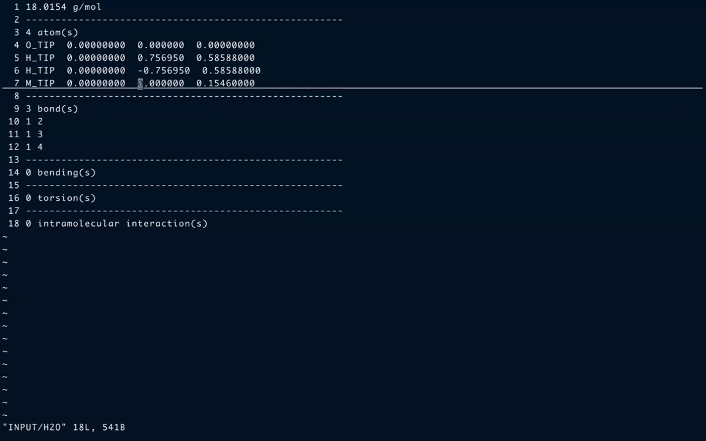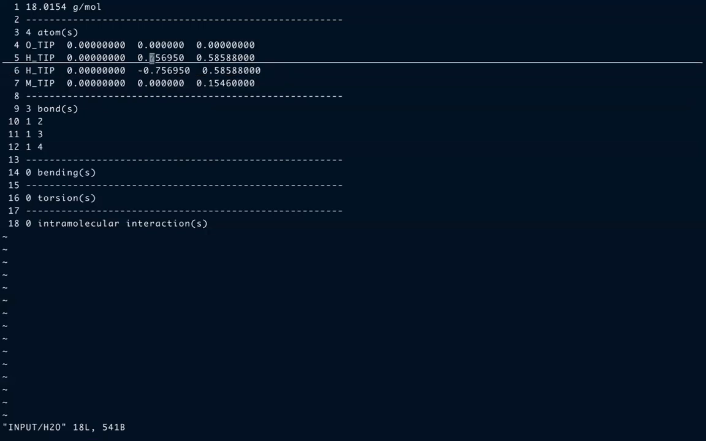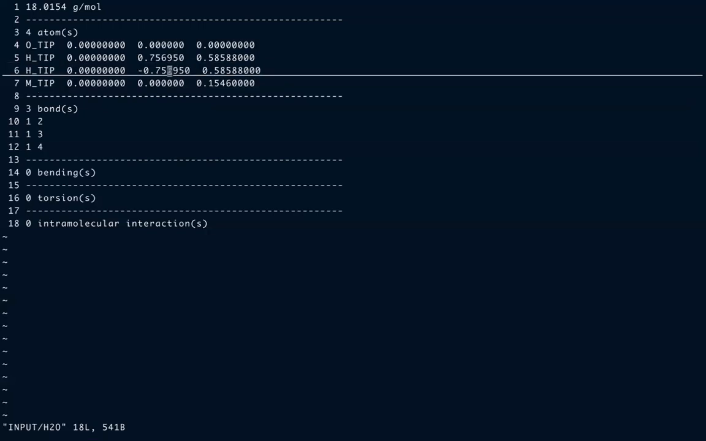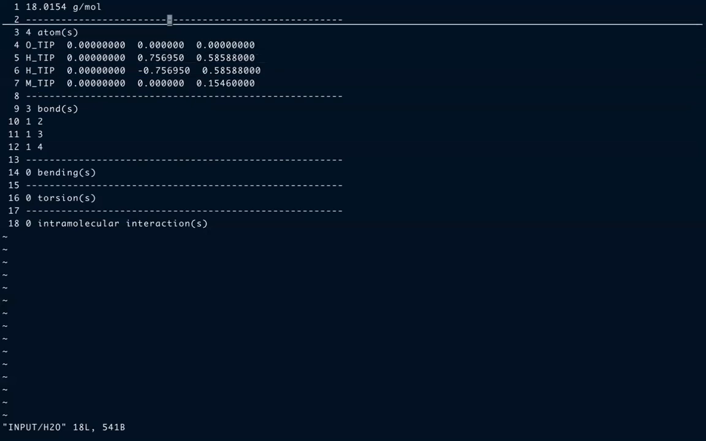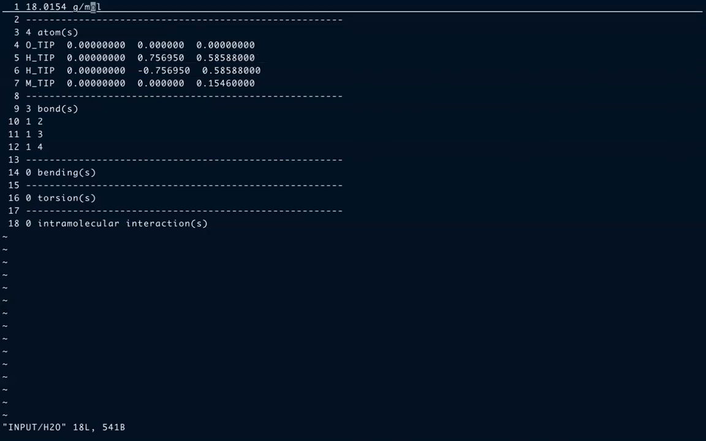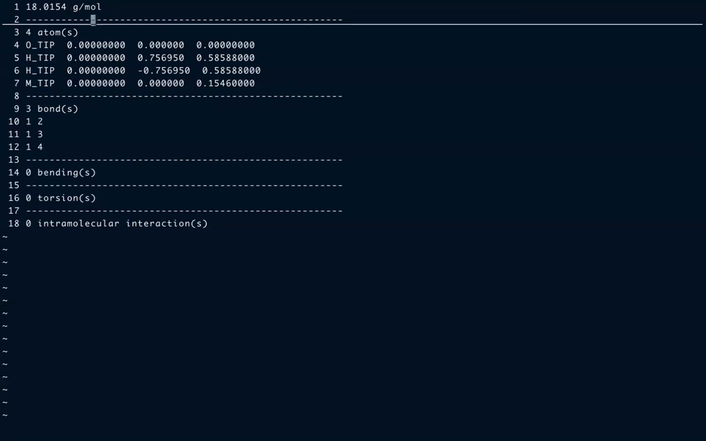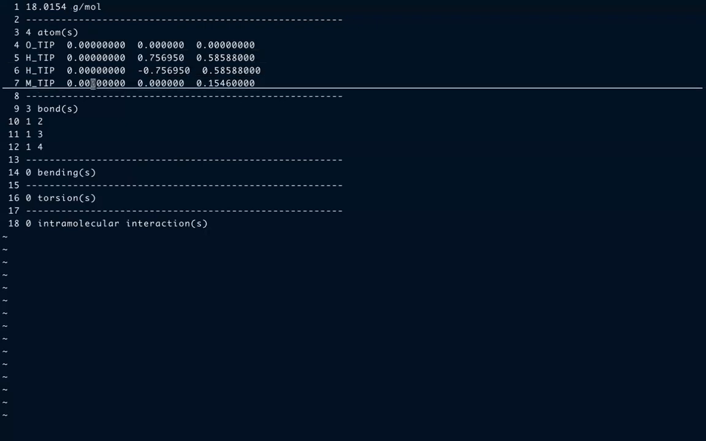Note that you probably have to do a bit of math to get these angles right and so on, but this is pretty straightforward. And the molecular mass of water is 18.0154. Once again, there's no bending because we are simulating only rigid molecules. There is no torsion, and there are also no intramolecular interactions.